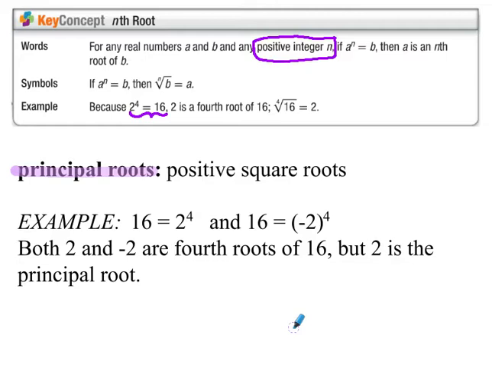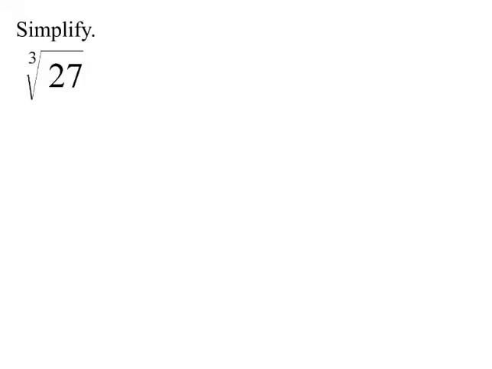Okay. So let's talk a little bit more about that nth root to make sure that we've got a firm grasp of that. Look at what it says. 16 equals 2 to the fourth, and 16 equals negative 2 to the fourth. Both 2 and negative 2 are the fourth roots of 16, but 2 is the principal root because it is positive. Good. Okay. So when it asks you to find the principal roots, you're only concerned about the positive numbers. So let's see what the next slide has for us.